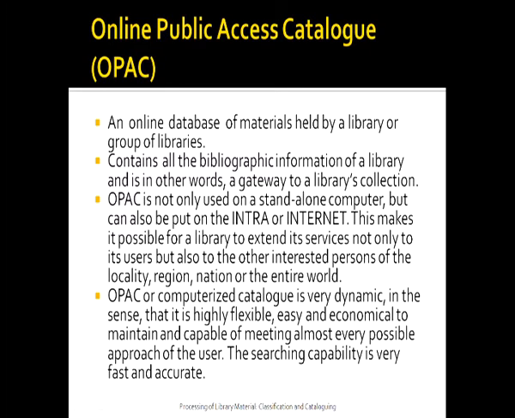Dear learners, let's now take a look at the OPACs. OPAC is an acronym for Online Public Access Catalog. Because we are presently computerizing our catalogs and carrying out the cataloging process as part of library automation projects, we require OPACs in our libraries. So, what exactly is an OPAC? OPAC is an online database of material held by a library or a group of libraries. OPAC contains all the bibliographic information of a library and is, in other words, a gateway to a library's collection.